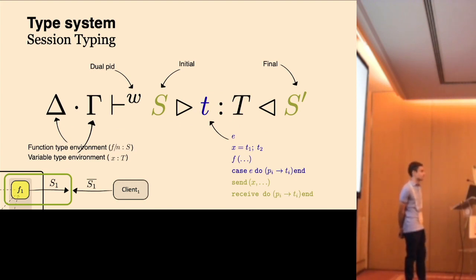So gamma, is it a structural context or a linear context? So it's not linear because variables can be used multiple times. Okay. So we don't care about linearity in this case. That's kind of what I gathered from your explanation. But then, how do you account for the state changes? Don't you need some form of linearity?